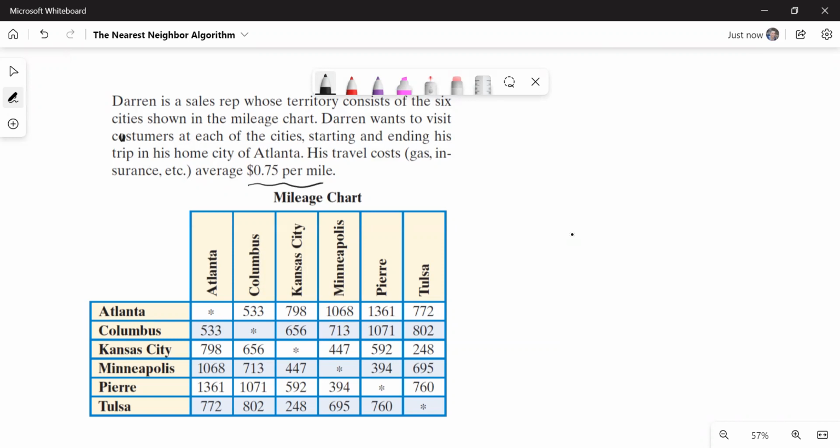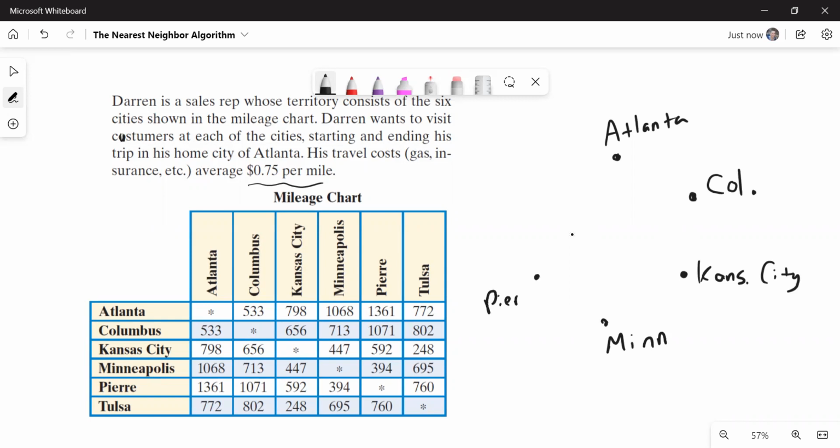One way to do this, and I like to do this, is to take the mileage chart and think about it as a map. You could look at a map of the United States and place these cities accurately where they are. But when you do graph theory, you can actually just do it abstractly. It doesn't really matter that it looks like the actual map. So I'm going to do Atlanta, Columbus. I'm going to do Kansas City. I'm going to do Minneapolis. I'm just going around in order.